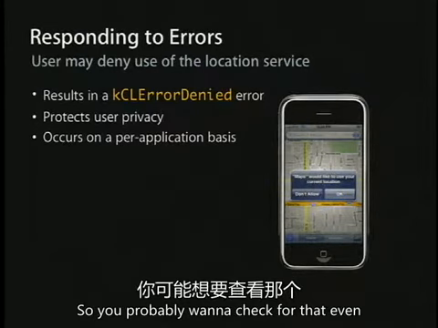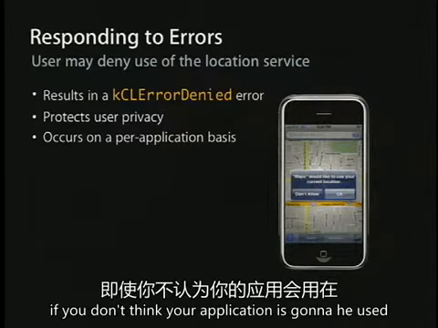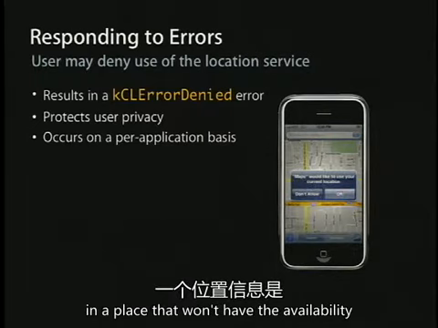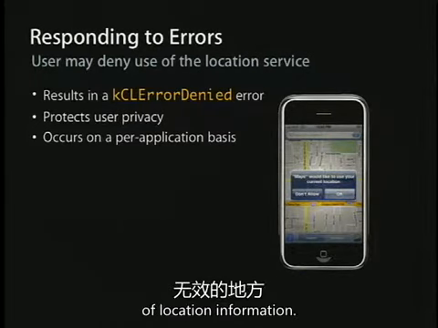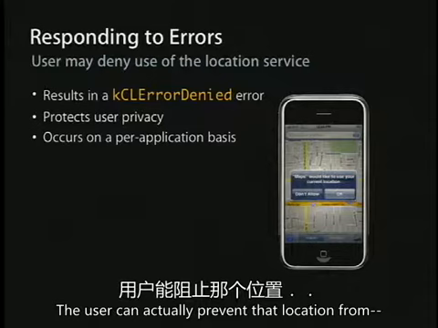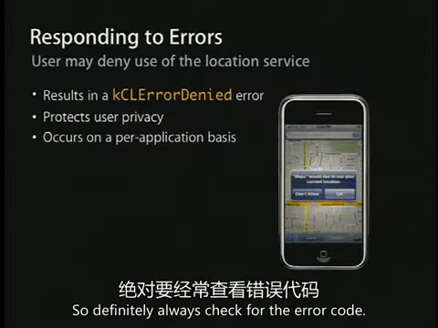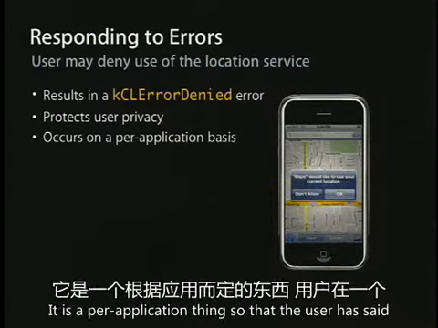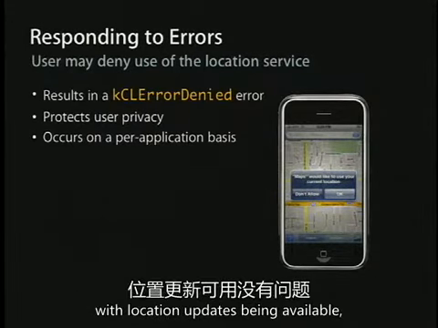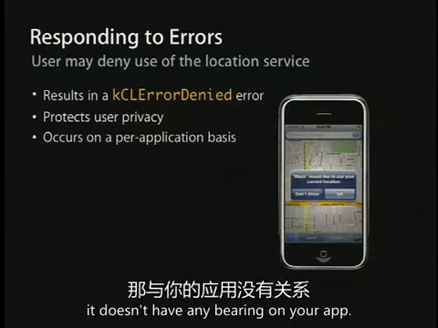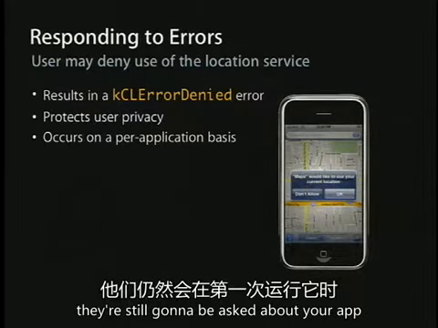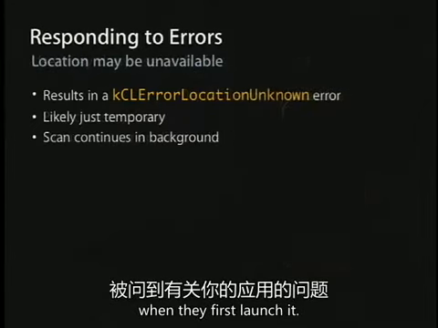So you probably want to check for that, even if you don't think your application is going to be used in a place that won't have the availability of location information. The user can actually prevent that location information from being available. So definitely always check for the error code. It is a per application thing, so that the user has said in one application that they're okay with location updates being available, it doesn't have any bearing on your app. They're still going to be asked about your app when they first launch it.